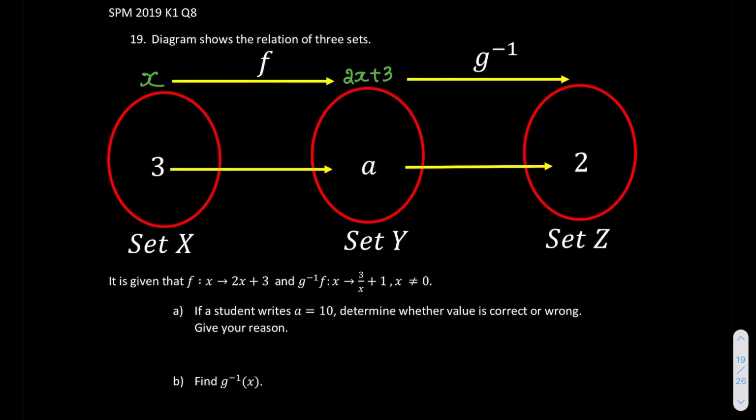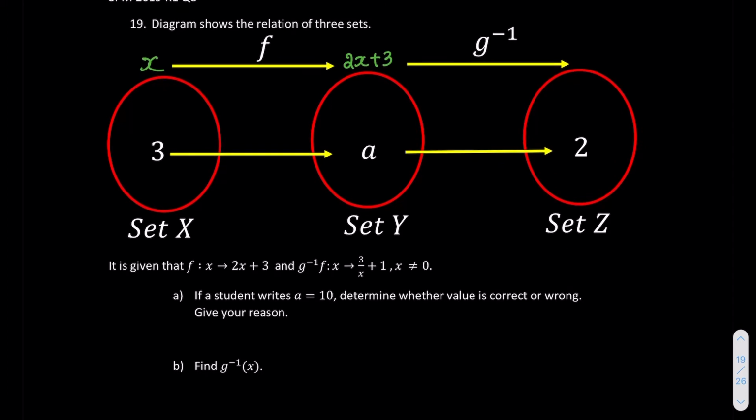And they say g inverse f. It means that they tell us we're going to go for f first. After we are done with f, we go for g inverse. So it goes this way, and the answer is just 3 over x plus 1.